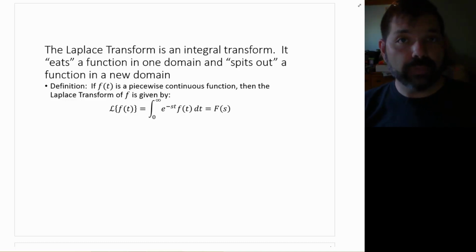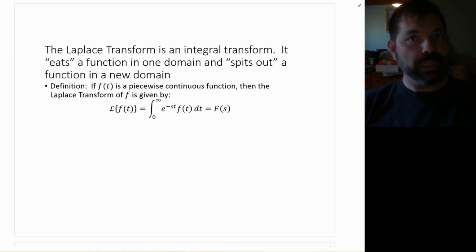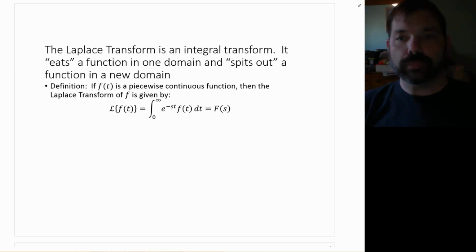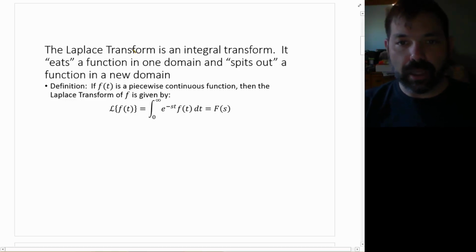When you learned how to find derivatives, the derivative is really a transform. It takes a function, does something to it, and you get a new function out of it. The derivative is a transform, and the Laplace transform is just a transform. It's defined as follows. If we have some function f of t, and it has to be piecewise continuous, then the Laplace transform of f is given by this.